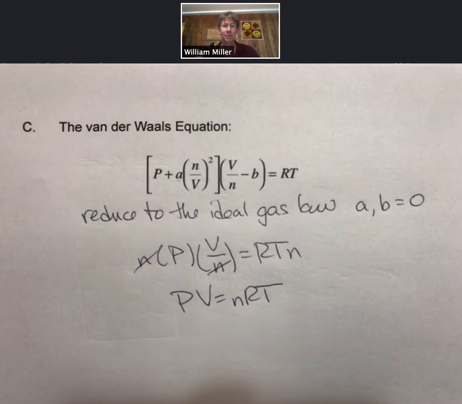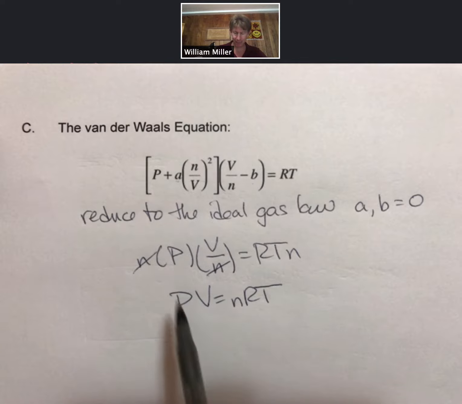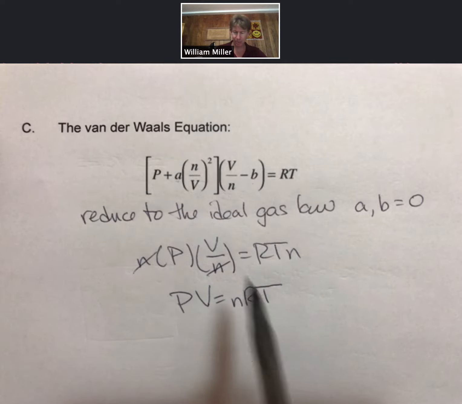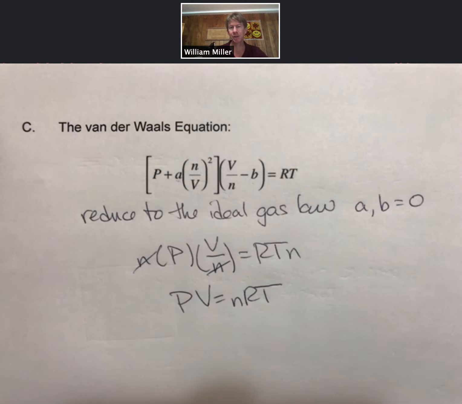A and B are constants, and those constants are empirically determined, meaning they actually measure pressure, volume, and temperature for gases, and then they fit them to an equation and figure out what A and B are.